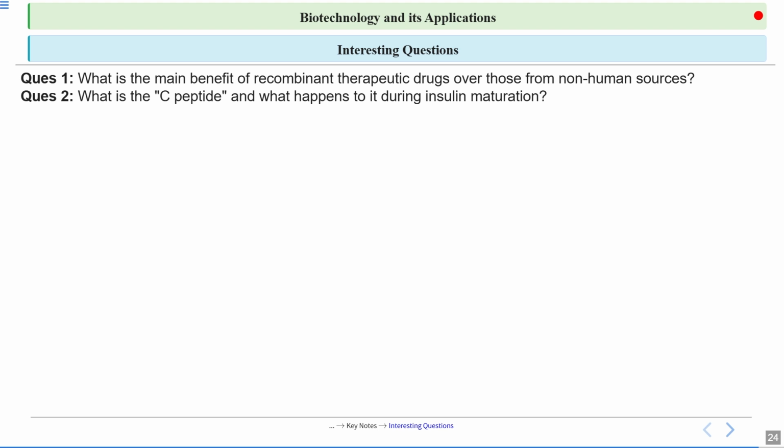Question 2 asks, what is the C peptide and what happens to it during insulin maturation? We have studied a lot in this class what happens to the C peptide. It gets removed, but you guys have to answer it.